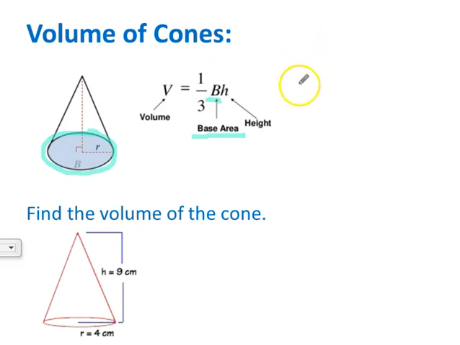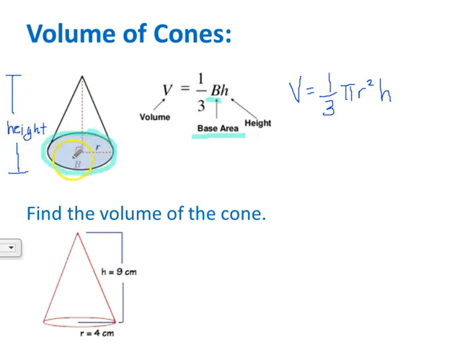Pi r squared. So another way that we can write the formula for volume of a cone is 1/3, and instead of writing capital B, I'm going to write pi r squared because I know that represents the area of the base, and then I need to multiply it times the height of the cone. So the height of the cone is going to be from the tip of the cone down all the way to the base. And the height always has to form a 90-degree angle with the base. That's what the height is.